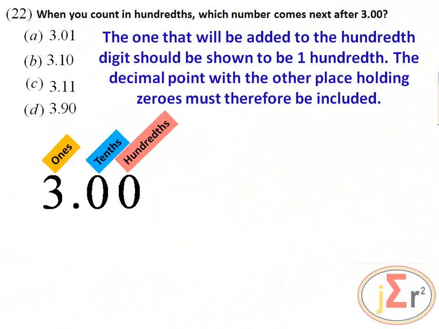And if we are adding 1 to the 100th digit, then the one that we are adding to it must be 100th also. So the decimal point with the other place holding zeros must therefore be included. So those must also be included, not just the 1, but all of the relevant place values, including the whole number part, which is 0, which shows that there is no whole number. And we have our 10th there, showing that there is no 10th, but we have 1/100th.